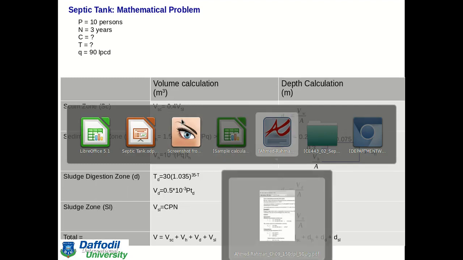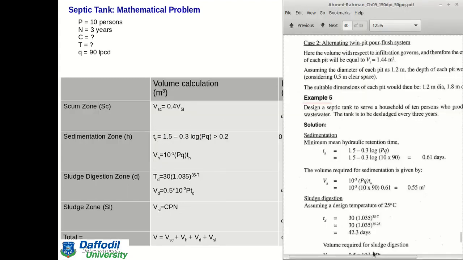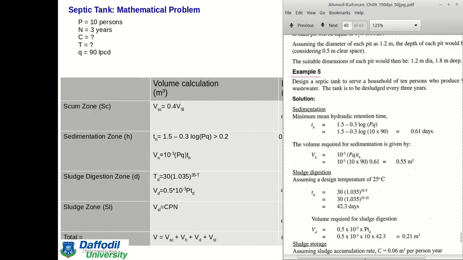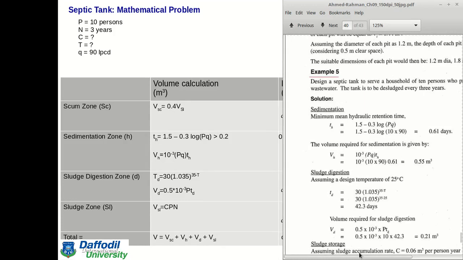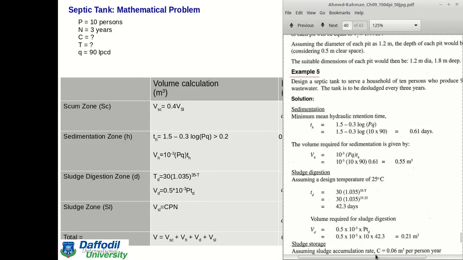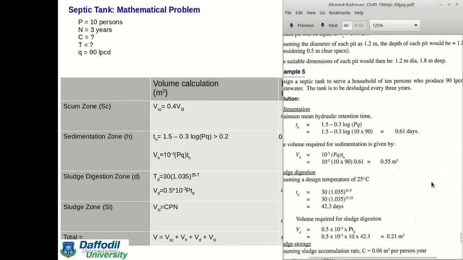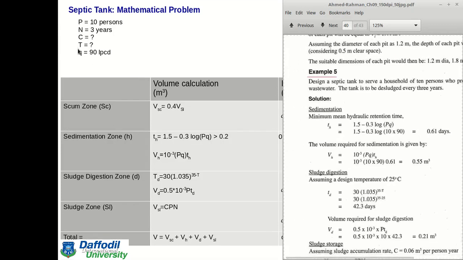So the book is this PDF file. So this is example 5 in page 150. Okay. So the problem states, design a septic tank to serve a household of 10 persons who produce 90 LPCD of wastewater. The tank is to be dislodged every 3 years. That means there are 3 data here. One is they have 10 persons. That means the population here is 10 persons. And then the next information is they have 90 LPCD, 90 liter per capita per day wastewater flow rate. That means the small q is 90 LPCD.